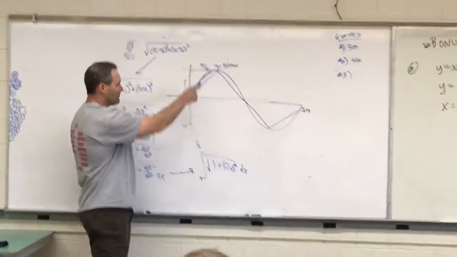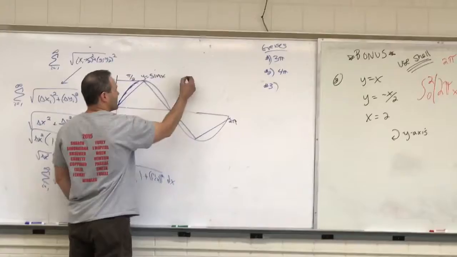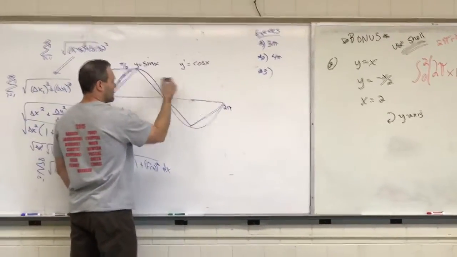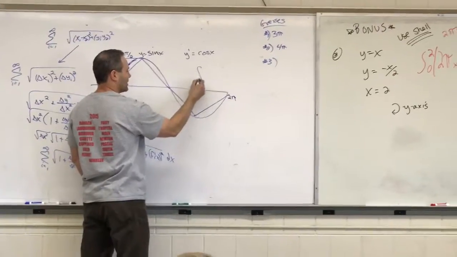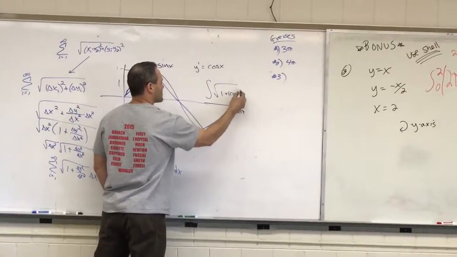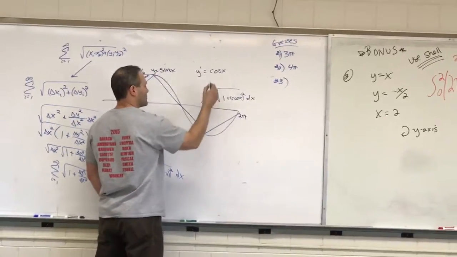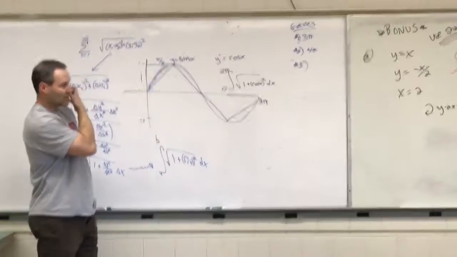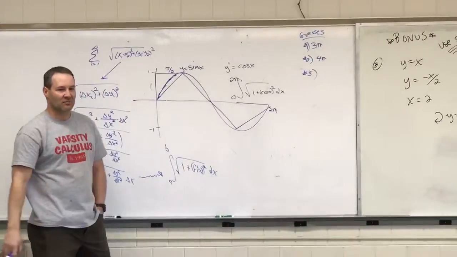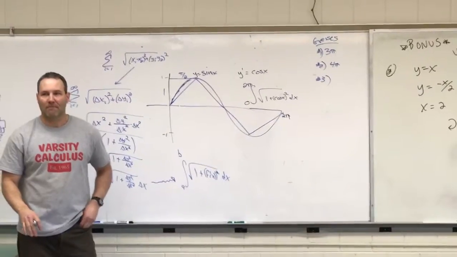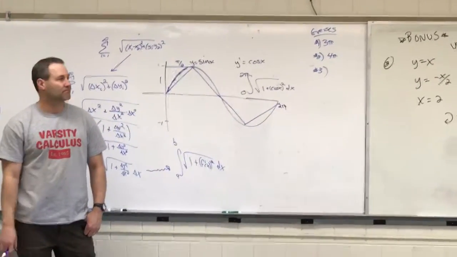Okay, so our function is sine x. Its y prime would be cosine x. So we could find this length by integrating the square root of 1 plus cosine x squared dx from 0 to pi. That looks like it's a calculator problem. Is it the 7 point something? 7.64. Okay, so that's arc length.